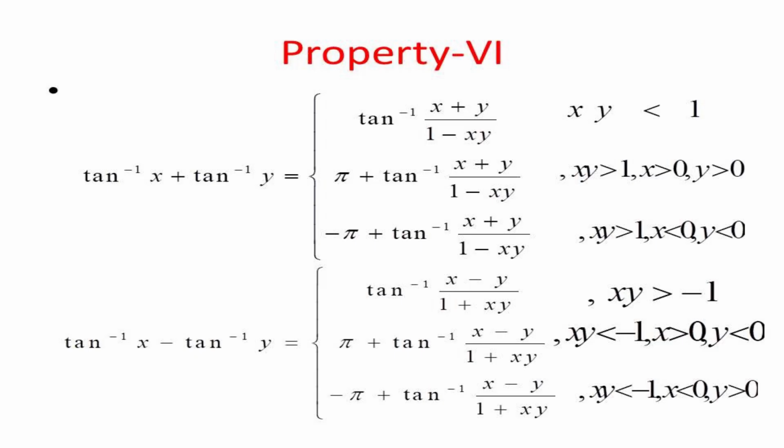Similarly, tan inverse x minus tan inverse y is tan inverse of (x minus y) by (1 plus xy), if xy is greater than minus 1. Pi plus tan inverse of (x minus y) by (1 plus xy), if xy is less than minus 1, x greater than 0, y less than 0. Minus pi plus tan inverse of (x minus y) by (1 plus xy), if xy is less than minus 1, x less than 0, y greater than 0. These are the different conditions for the formula of tan inverse x plus tan inverse y.